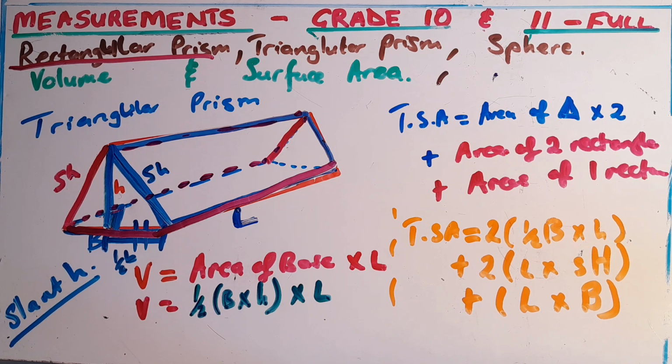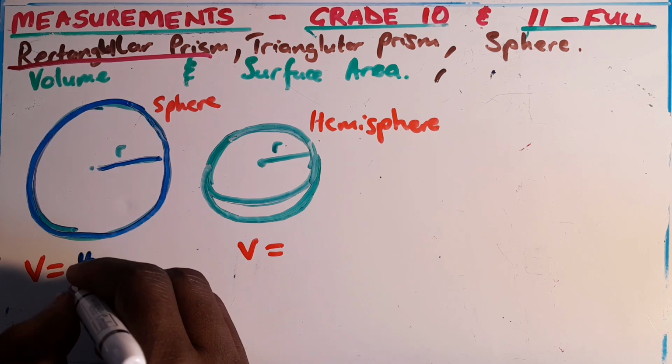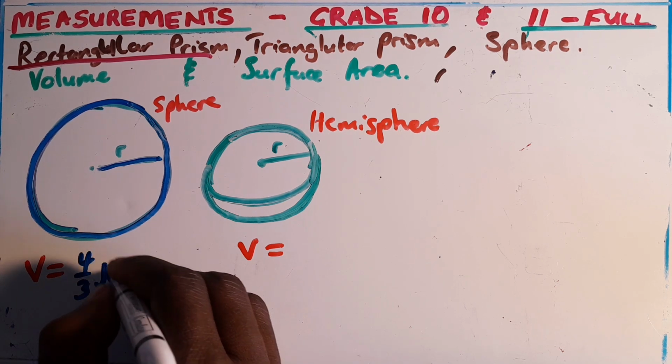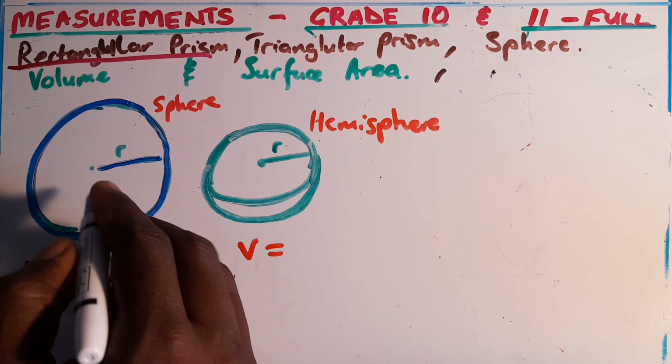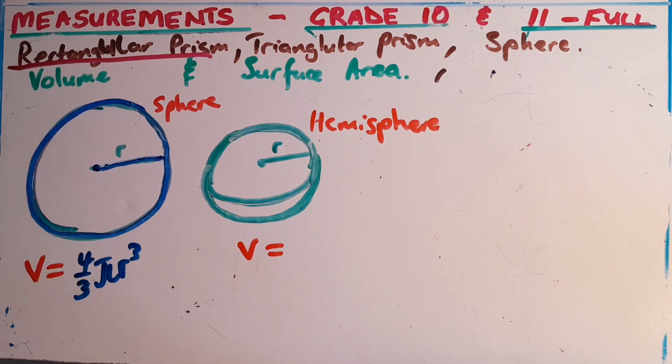So it means that let's move to a sphere now. Lastly, let's get to a sphere and a hemisphere, right? So to calculate the volume of a sphere, all we need to do is to say 4/3 of pi r cubed. So this is the radius from the circumference of the sphere to the inner center, right? That is how you can find the volume of that.